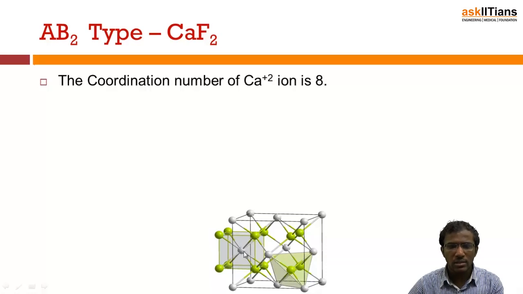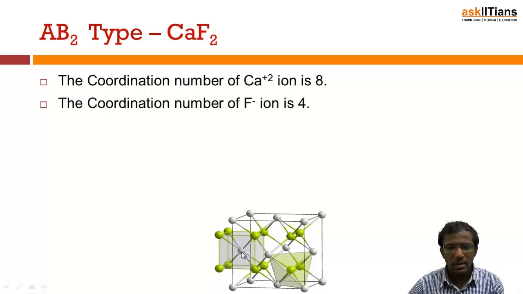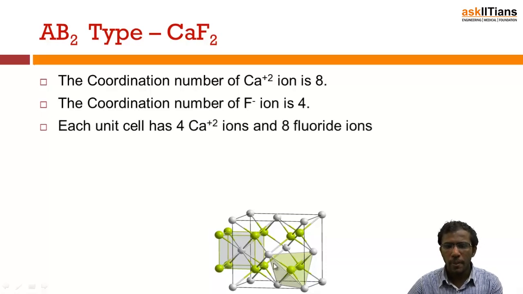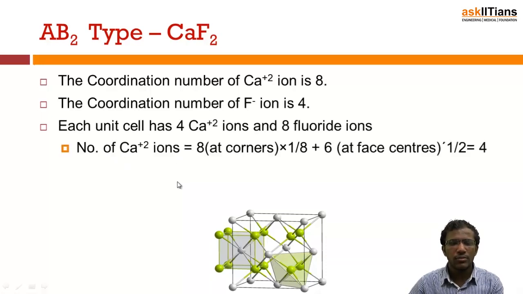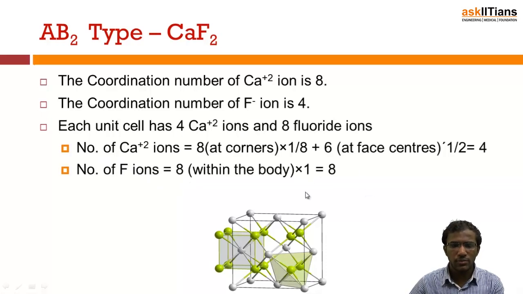So the coordination number of the calcium ion is 8, but the coordination number of fluoride is only 4, because the fluoride ion present in this tetrahedral hole is tetrahedrally surrounded by only 4 calcium ions. So the coordination number of F minus is only 4, and each unit cell contains 4 calcium ions and 8 fluoride ions.